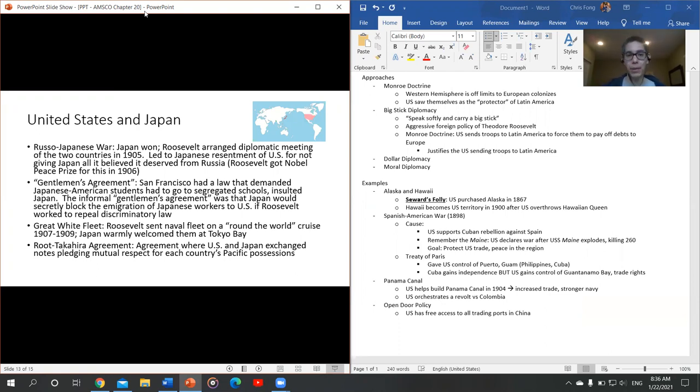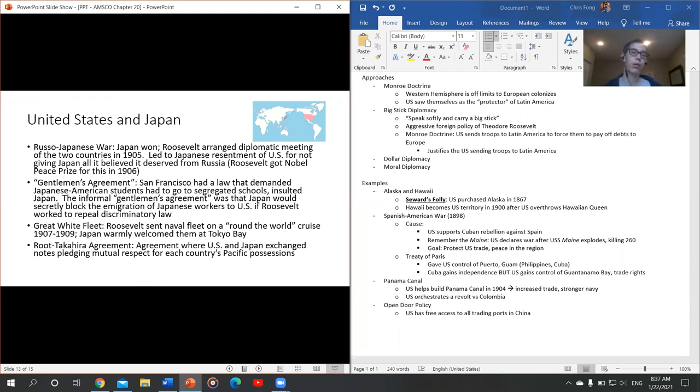repaired through economic agreements. In 1907 to 1909, Teddy Roosevelt sends the Great White Fleet, a massive naval fleet around the world, basically to show off military power. And they enter into the Japanese harbors as well. They're welcomed with open arms. And this begins to mark a new era of more cooperation and free trade between the U.S. and Japan. It also says here that the U.S. and Japan both agreed to respect each other's colonies in the Pacific. The U.S. had Hawaii and Guam, for example.